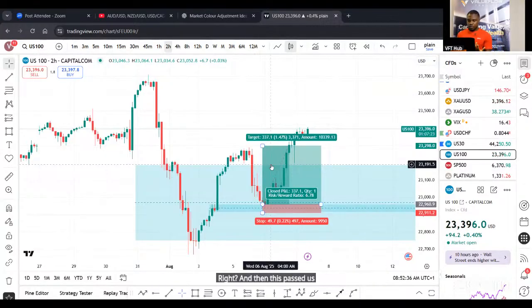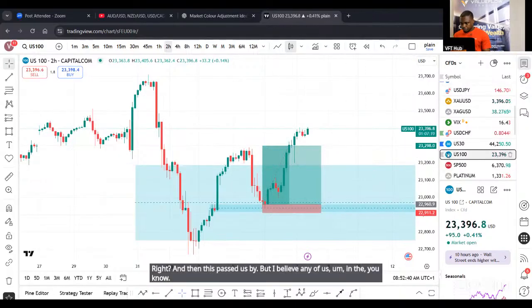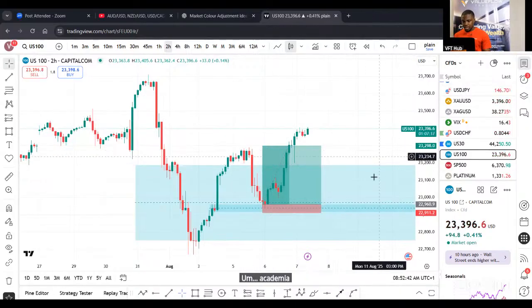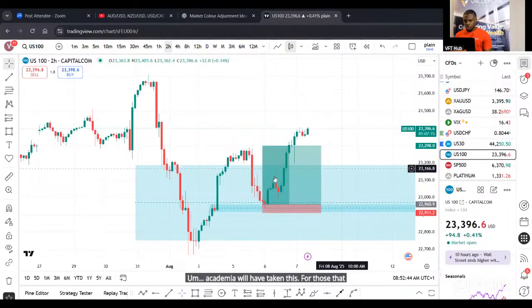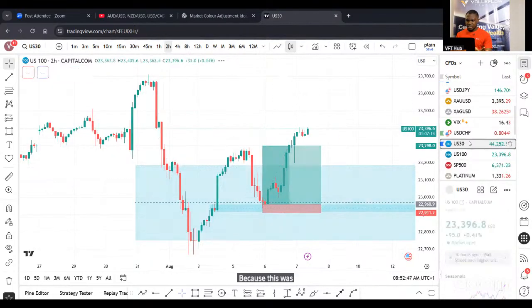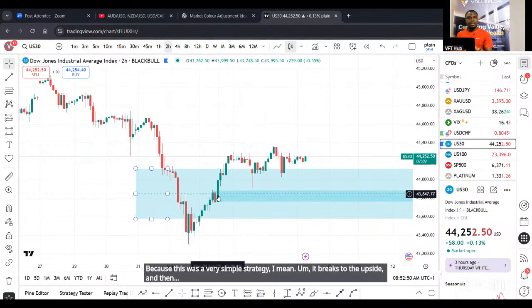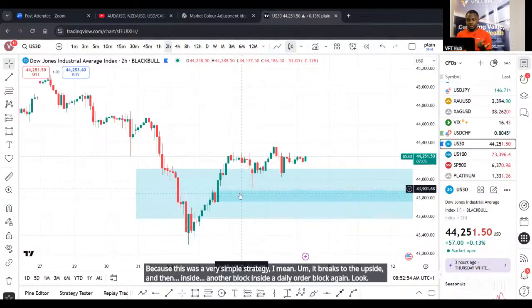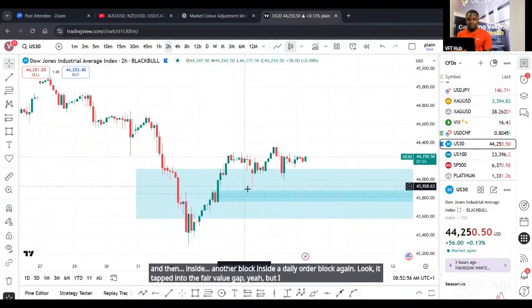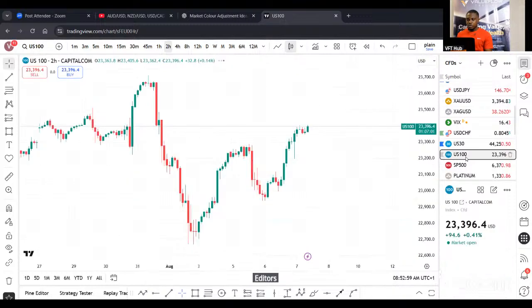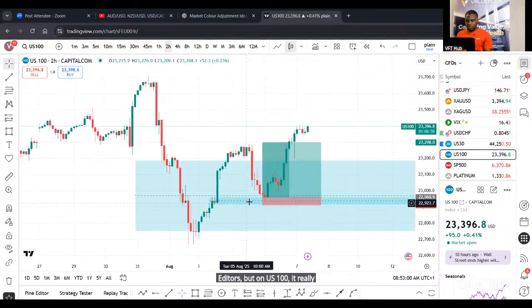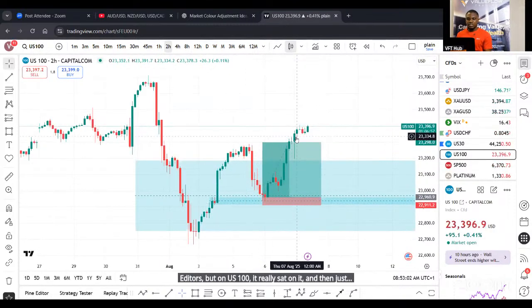But I believe any of us in the academy will have taken this for those that really follow through, because this was a very simple strategy. I mean, a break to the upside and then inside an order block, inside a daily order block again. Look, it tapped into the fair value gap here, but I wasn't watching the fair value gap for a retest. But on US 100, it really tapped, sat on it, and then just, it's a very, very simple stuff.